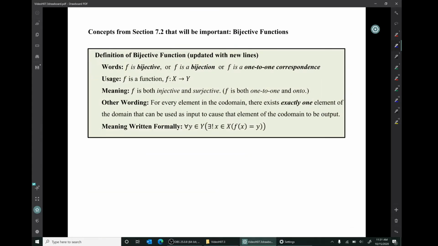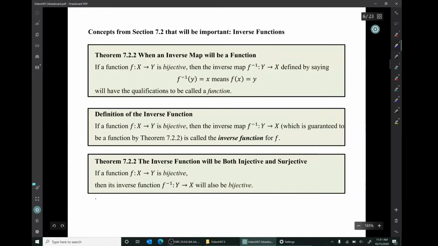We'll be discussing bijective functions. Remember that to say a function is bijective means the same thing as what the book says is a one-to-one correspondence. I really prefer bijective. So that's a function that is both injective and surjective. That is both one-to-one and onto.